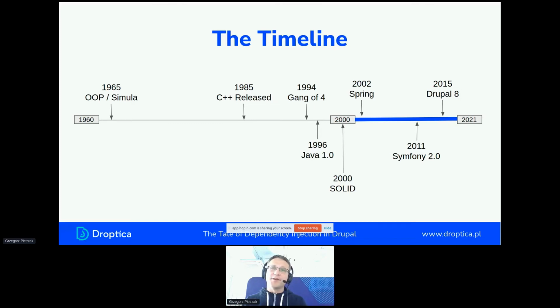And in the PHP world, a similar date to 2002 is 2011, when Symfony 2.0 was released. I will tell in a moment why I don't talk about Symfony 1.0. I have a few slides about it. And of course, in 2015, we had Drupal 8 that also changed everything in the Drupal world. So we can say that dependency injection is with us for those 20 years after the Spring release, maybe a bit before, because the idea was growing.